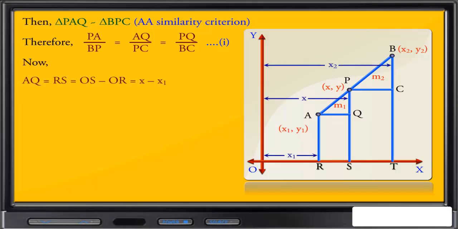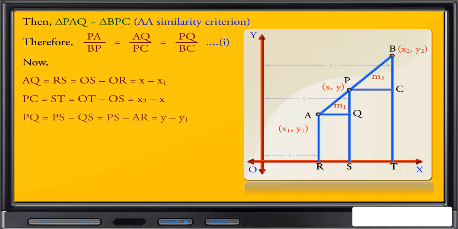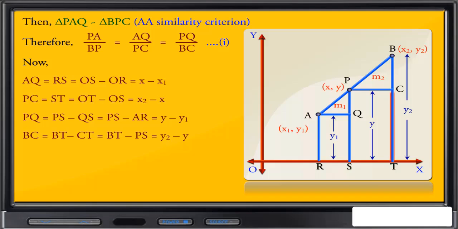Now, AQ is equal to RS is equal to OS minus OR is equal to x minus x1. PC is equal to ST is equal to OT minus OS is equal to x2 minus x. PQ is equal to PS minus QS is equal to PS minus AR is equal to y minus y1. BC is equal to BT minus CT is equal to BT minus PS is equal to y2 minus y.